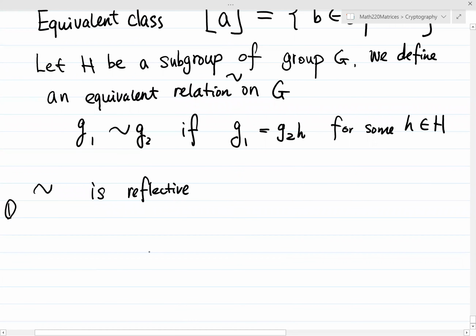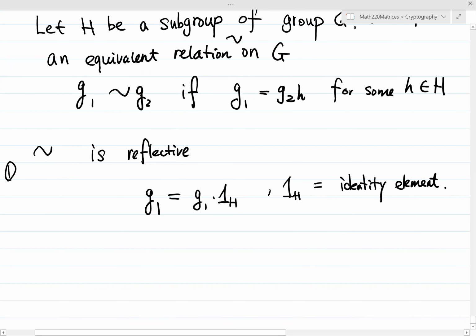So for instance, g1 is g1 times the identity. Identity, because the identity does not do anything. Identity times h. Now the identity of H is also the identity of G, just the same identity element. So this is reflexive: an element is equivalent to itself.